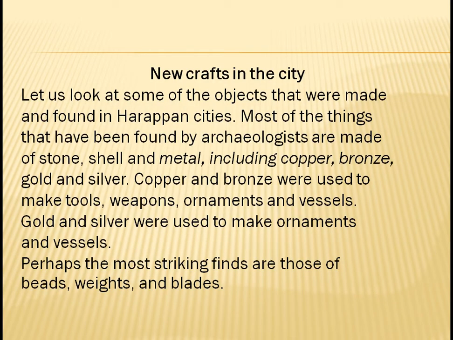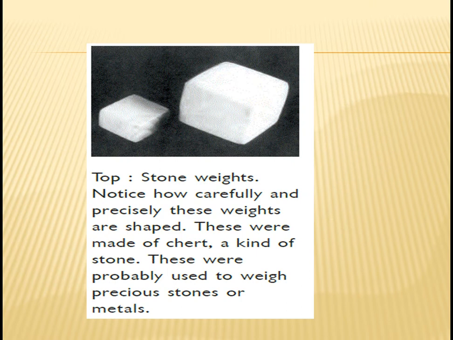Moving further, new crafts in the city. Let us look at some of the objects that were made and found in Harappan cities. Most of the things that have been found by archaeologists are made up of stone, shell and metal, including copper, bronze, gold and silver. Copper and bronze were used to make tools, weapons, ornaments and vessels. Gold and silver were used to make ornaments and vessels. Perhaps the most striking finds are those of the beads and weights and plates. You can see the example of stone weights.